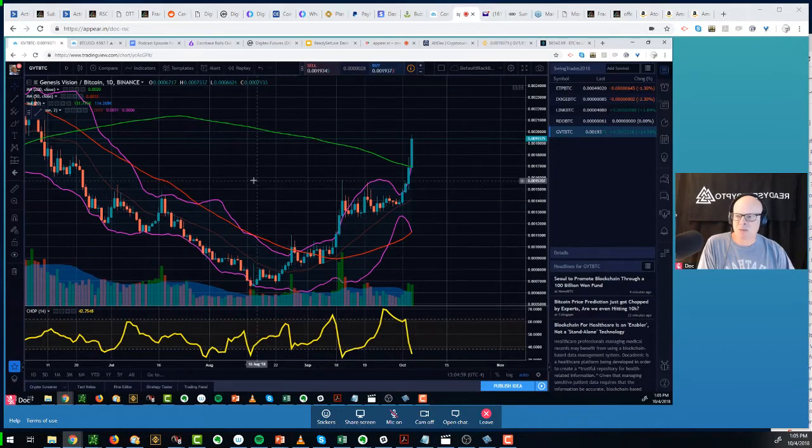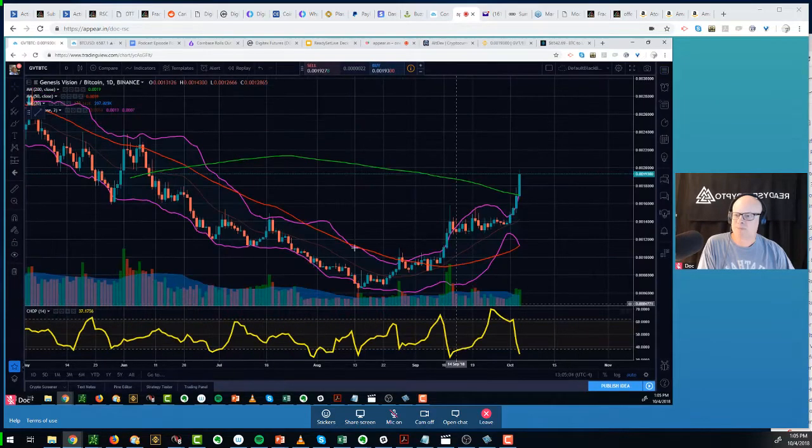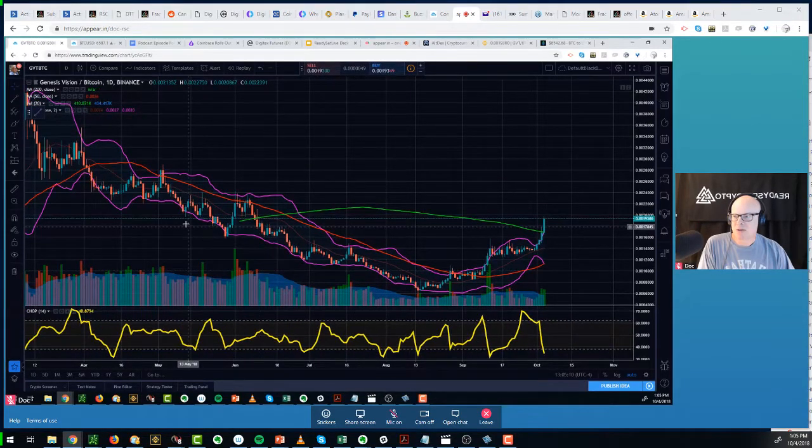But this is almost exactly the type of setup that we're looking for. We're seeing something that was in a former downtrend. And all right, let's go ahead and add this trend line on here.